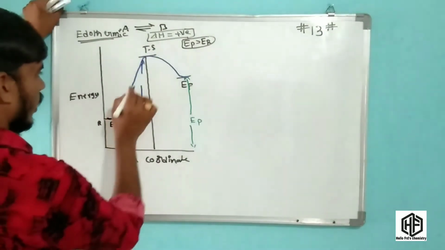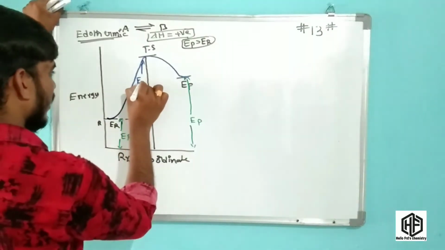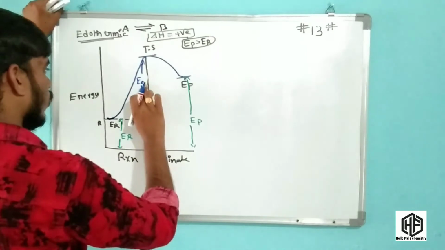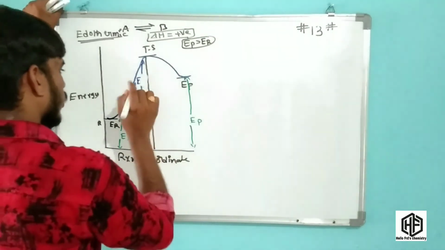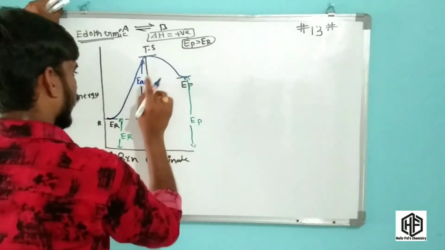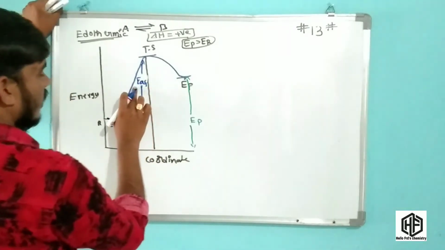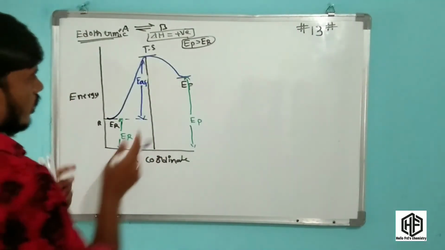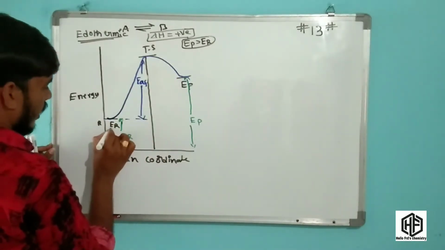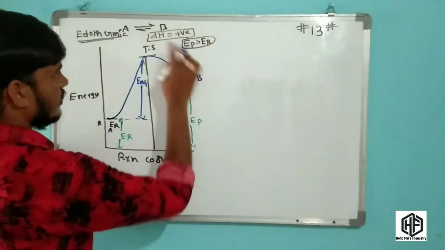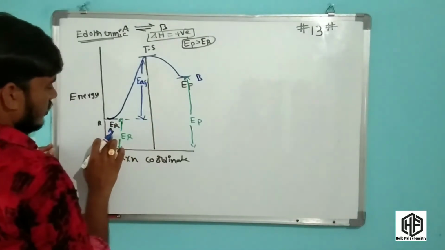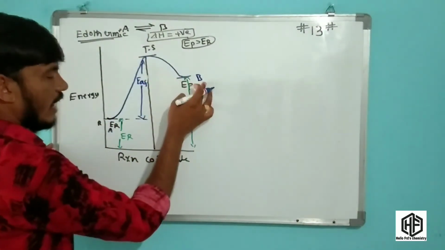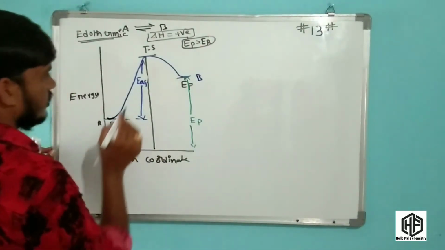What happened in the forward direction? The activation energy is EAF. Okay friends, EAF is the activation energy of the forward direction. Now in the backward direction, what happened friends? This is A and this is B. In this type of reaction, A gives B, and this is the activation energy of the forward direction. The activation energy of the backward direction is like this.